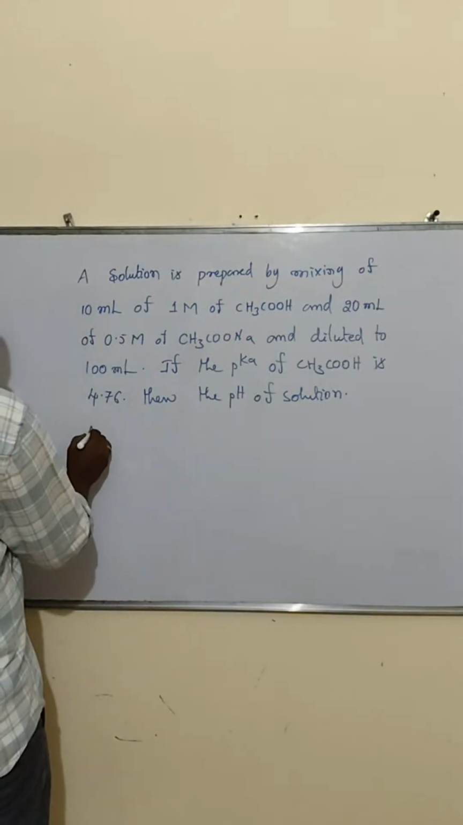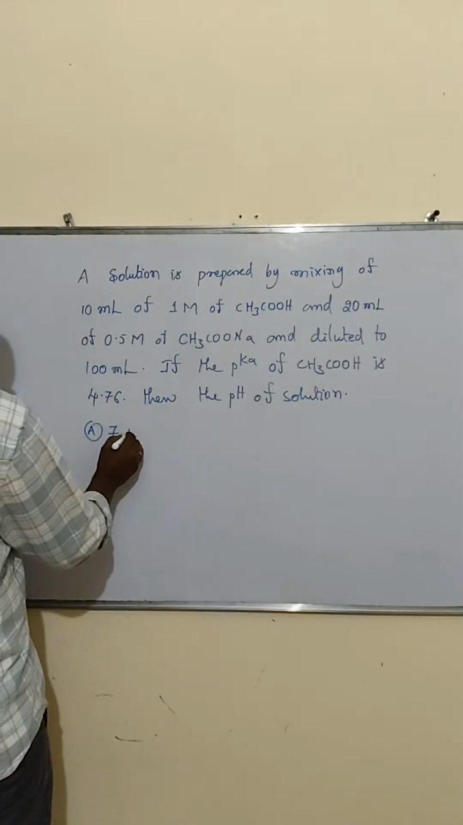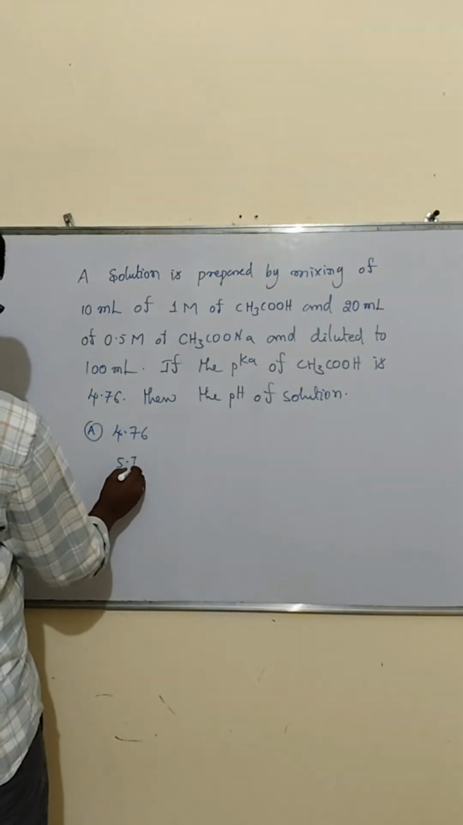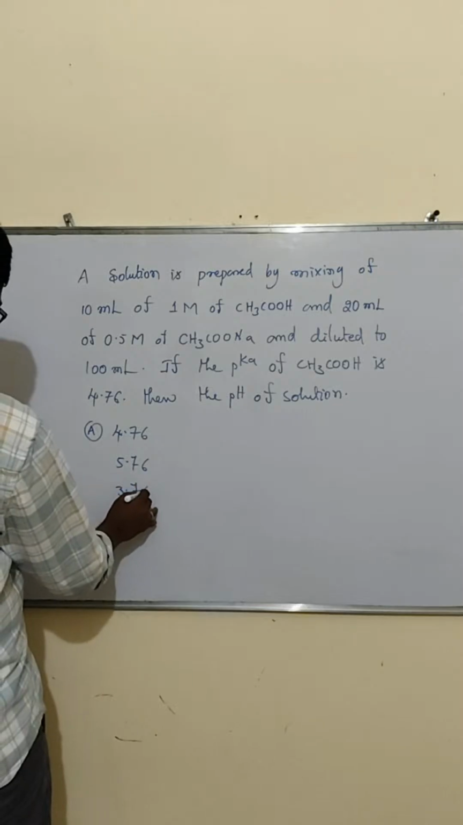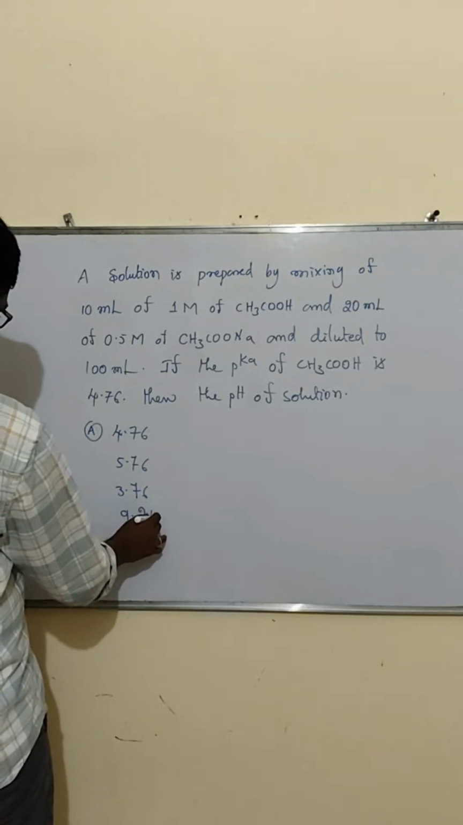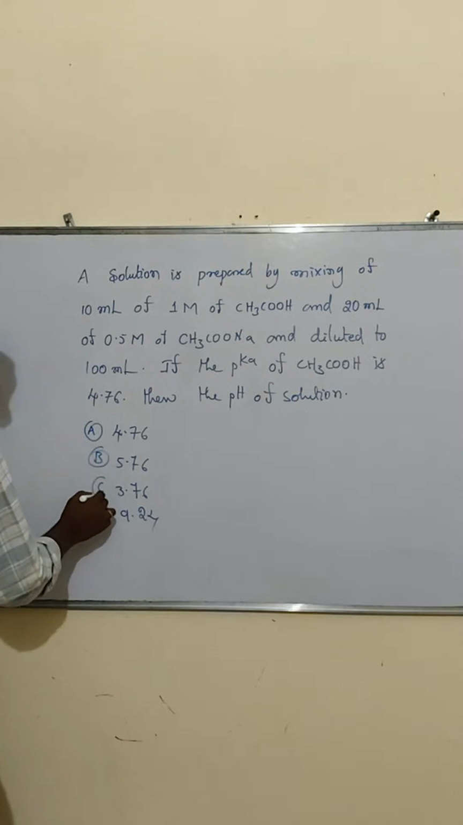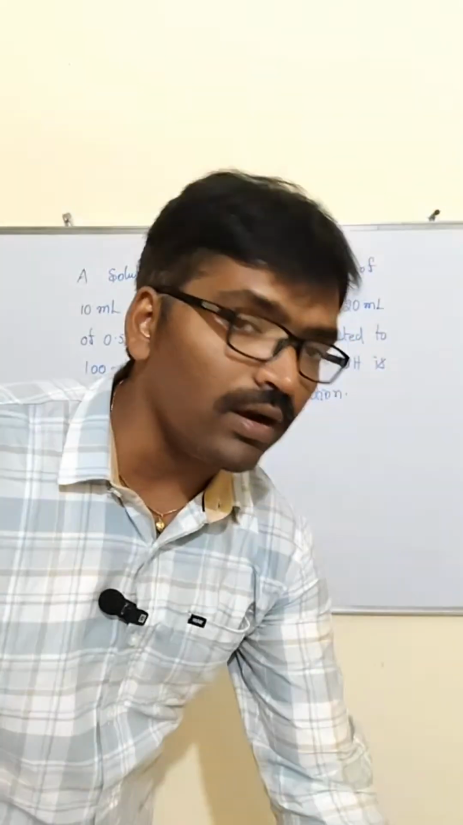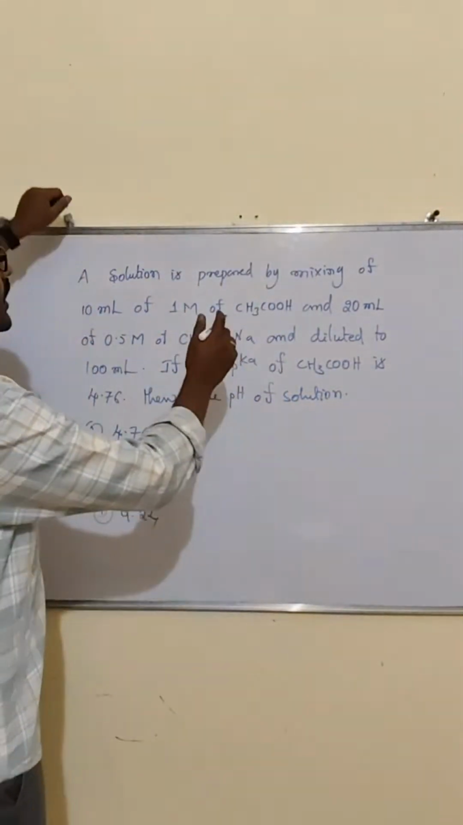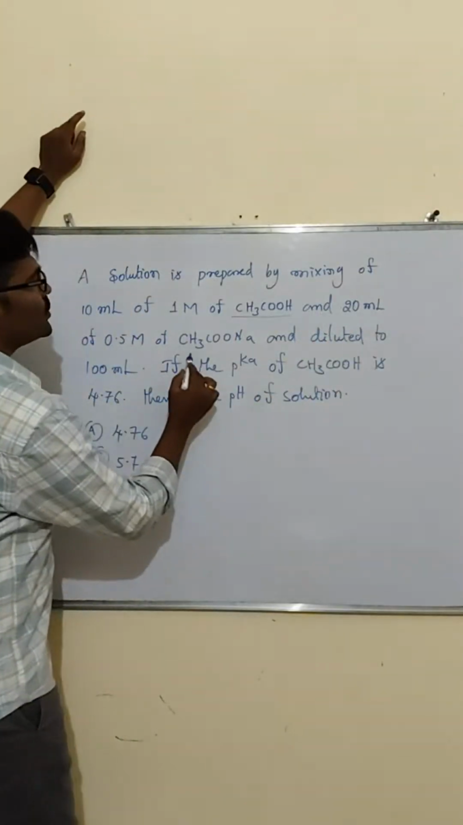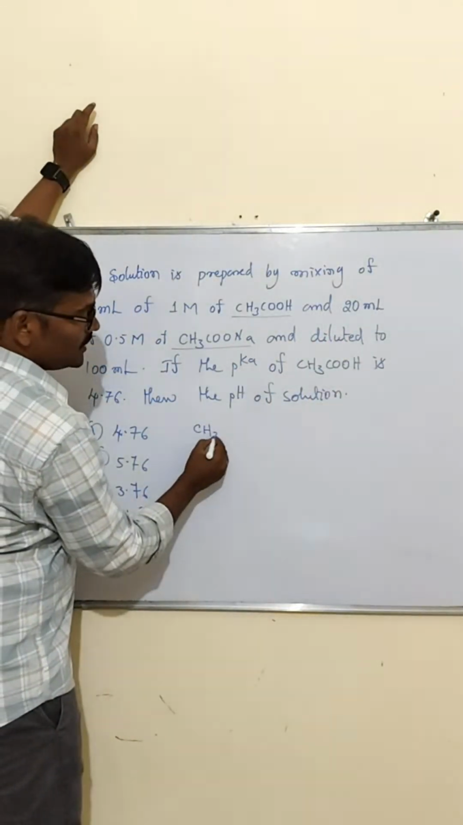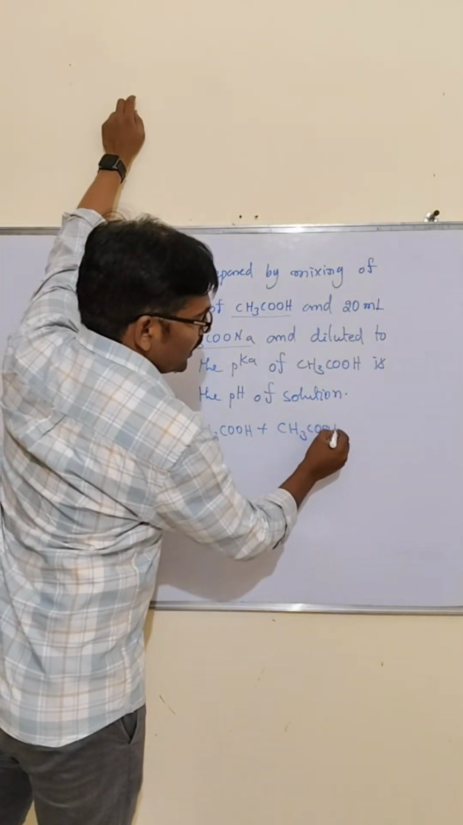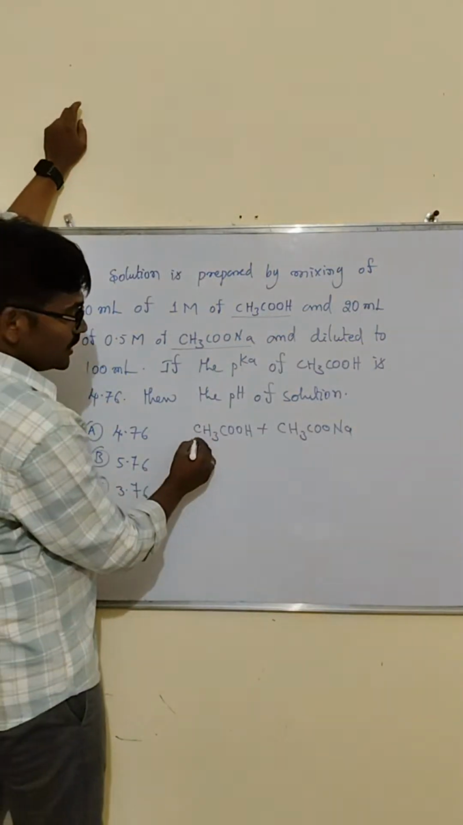So options are given. Option A 4.76, 5.76, 3.76, 9.24. Look at all of you. So is that an acidic buffer or a basic buffer? Acidic buffer will be there. What will be there? The mixture of CH3COOH and CH3COONa, right? So this is given.